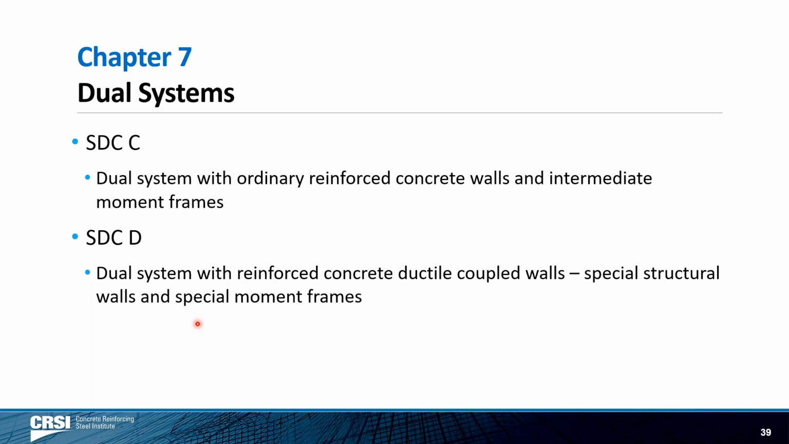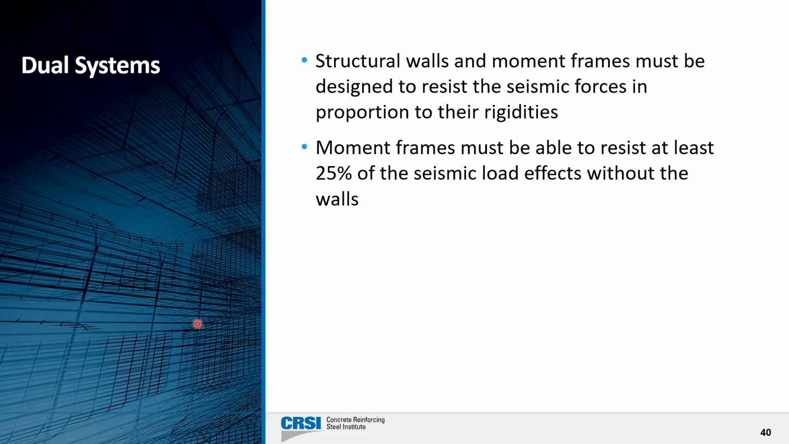Chapter 7 covers dual systems. These are typically used in seismic design category C and D. These systems are made up of structural walls and moment frames, and they're designed to resist the seismic forces in proportion to their rigidities. One other very important requirement is that the moment frames must be able to resist at least 25% of the seismic load effects without the walls.